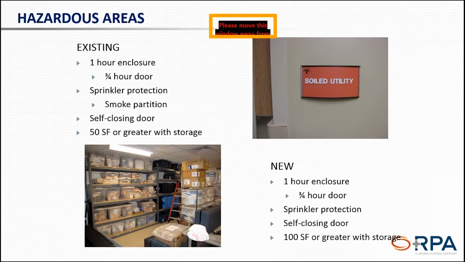If you were to build a new storage room in a new wing or a new reconstruction project, you're going to add sprinkler protection more than likely, and have a 1 hour enclosure with a 3/4 hour door. That door has to self-close and positive latch because it's a fire door, and that's usually 100 square foot or greater of storage. So the threshold is 50 square feet or greater. You need to have at least a smoke partition, as we see up here, smoke partition, smoke tight walls. Or if it's greater than 100 square feet, then you're probably going to have a 1 hour enclosure in new healthcare.